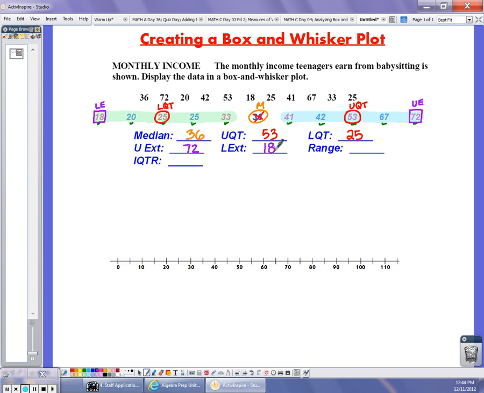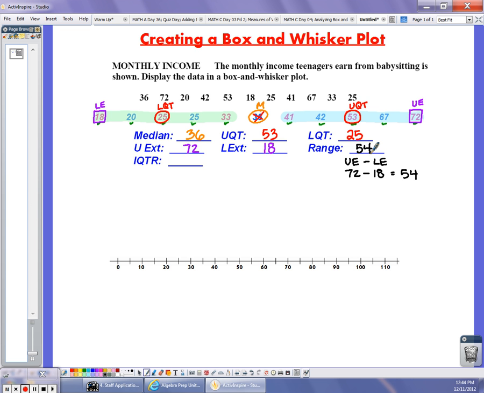Now to calculate the range, we need to take our upper extreme minus our lower extreme. It's our largest number minus our smallest number. So I'm going to take my 72 and subtract 18. If I subtract 72 minus 18, that's going to give me 54. So I know that the range of my data is going to be 54 units.